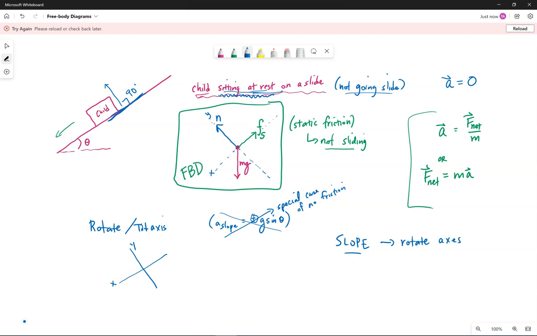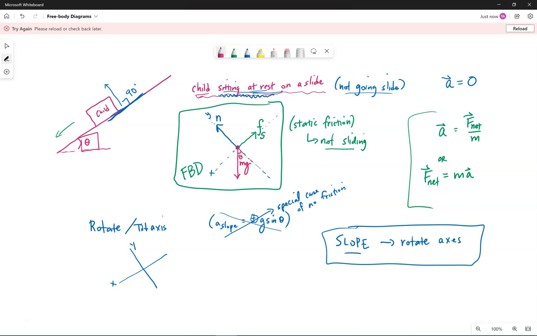You don't have to, but it simplifies the algebra immensely if we do. So just a general rule, make note of that. We will be doing examples as well, and I'll remind you of that when we do those examples. When we rotate the axis, remember this angle up in here between gravity pointing straight down to the center of the Earth and the new y-axis is the same as the theta for the incline or slope.